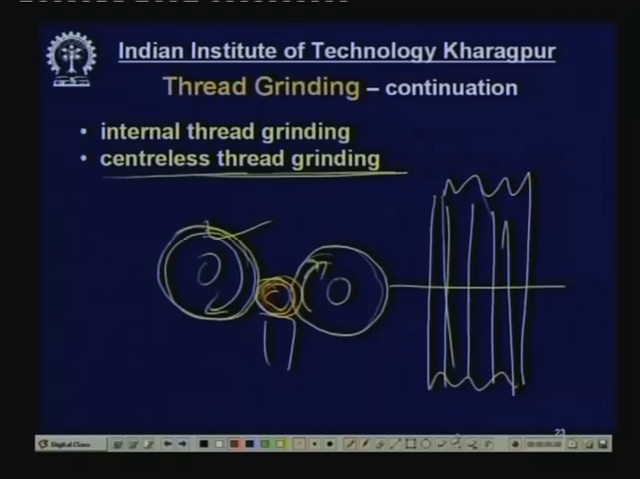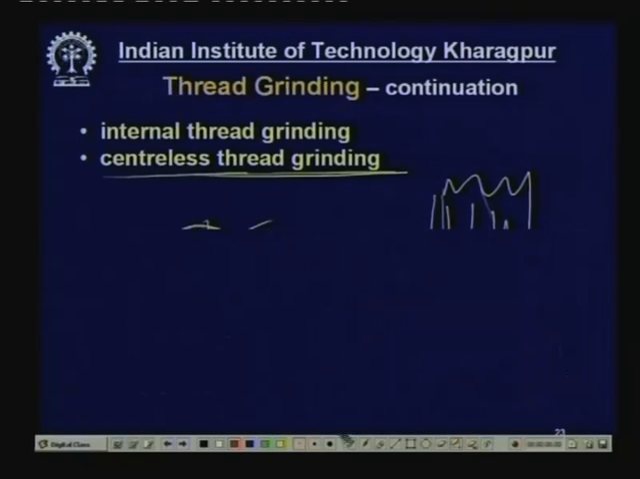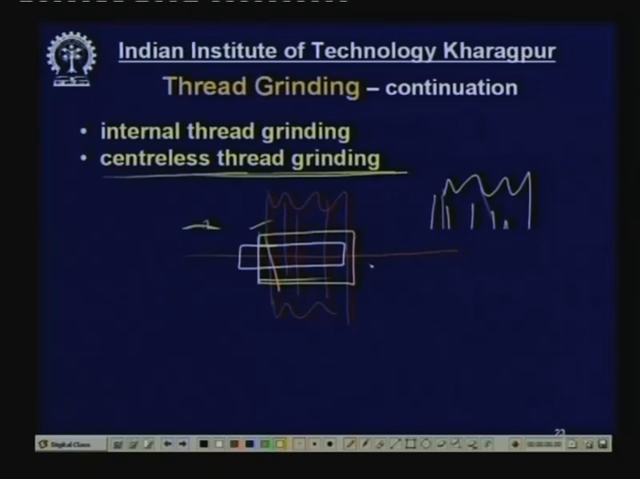Now, how is it done? What is the other view? So, this is the grinding wheel, and this is the workpiece, and this is the guide wheel. Now, this will rotate and this job will be threaded.